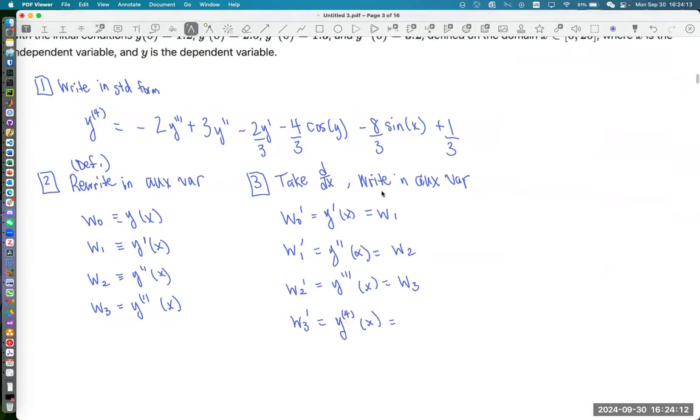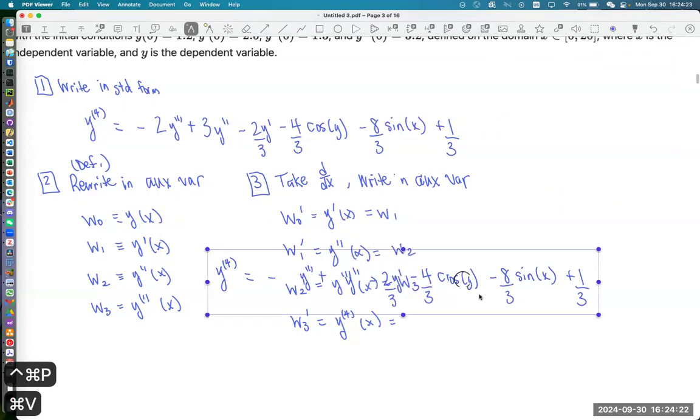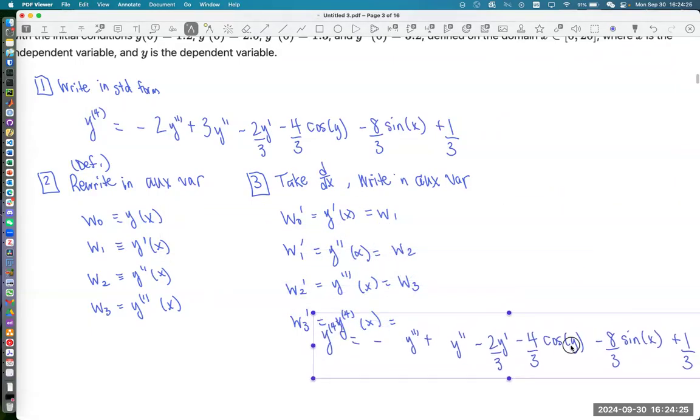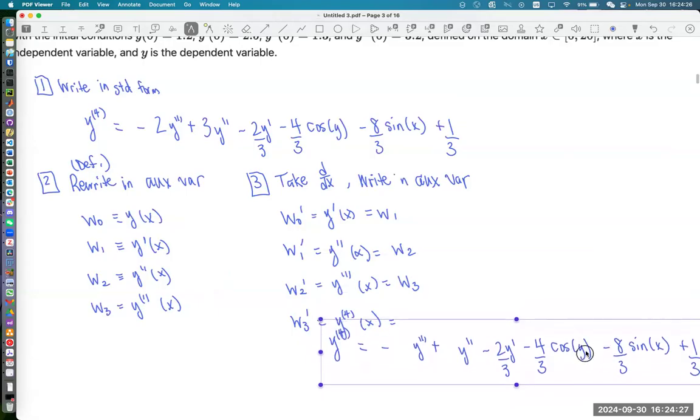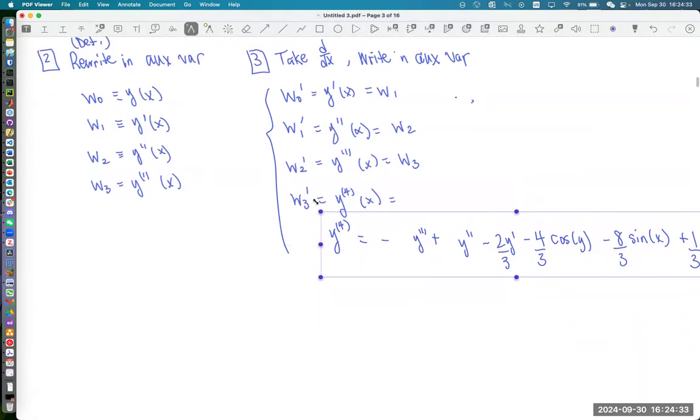And how is it defined? It's defined in the standard form. So I just need to copy everything in the standard form, and then I paste it here. Okay. So now we have defined the system of ODEs. And then the fourth thing is to rewrite the initial condition.